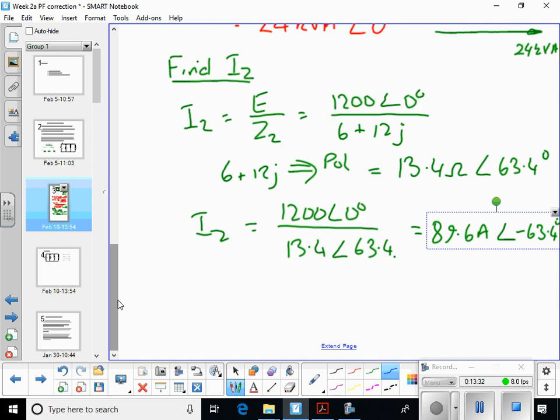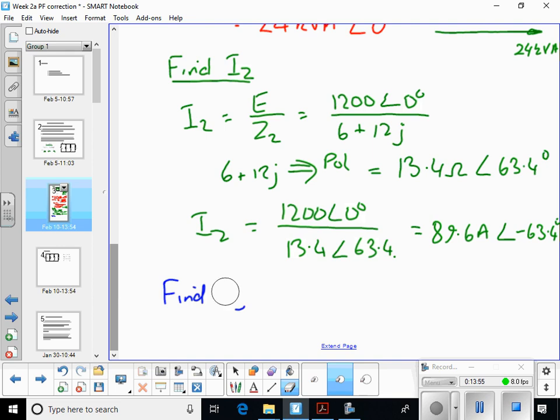So we've got I1 and I2. Now we need to find I3. It's going to equal, well, first of all, oh yeah, we haven't done that, have we? Jumping the gun, aren't I, Lewis?